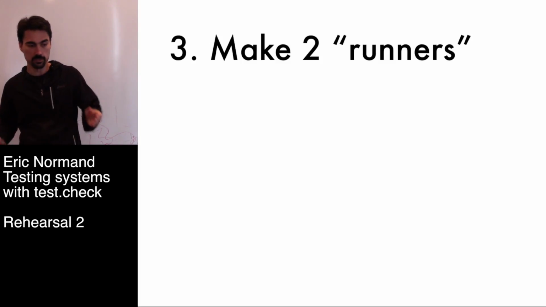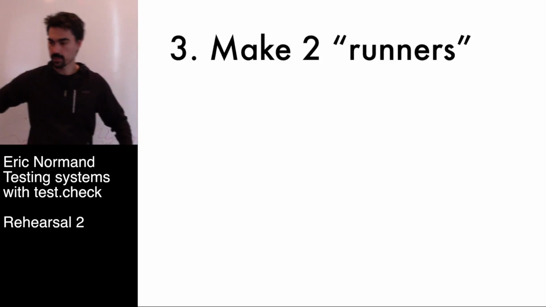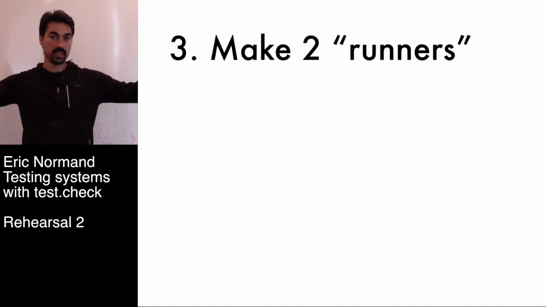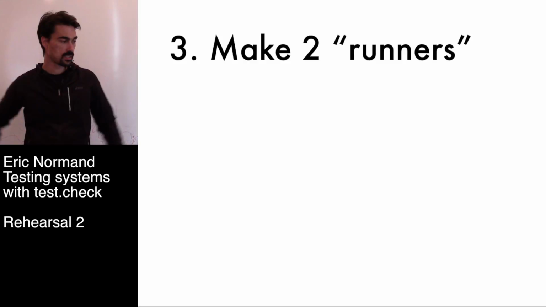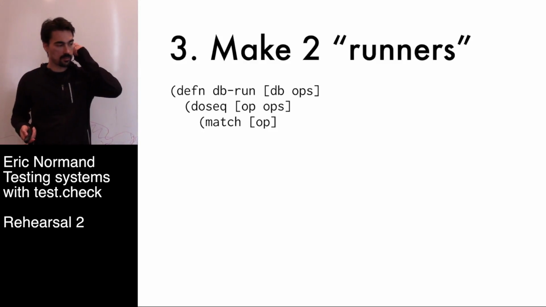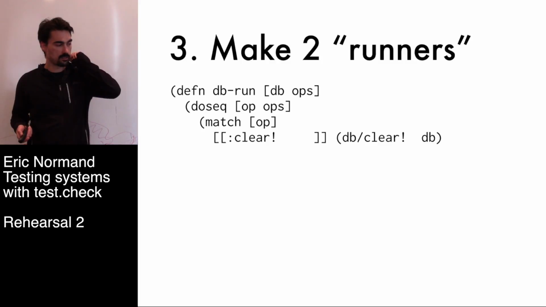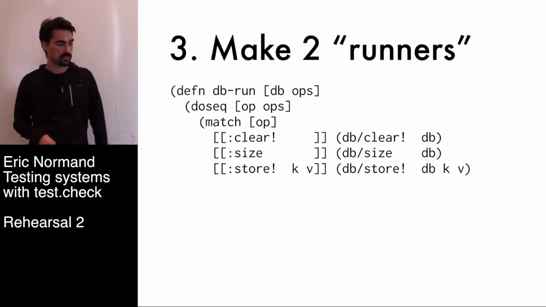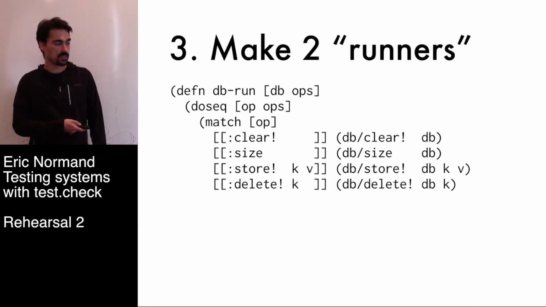Okay, now we're going to make two runners because we want to run the database one and we want to run the hash map one using the same data, the same operations. So we're making a runner. So this is the database runner. It's just going to iterate through the operations and then it's going to match and dispatch. So it's kind of boring code. Clear, we'll just call clear. Size, call size.